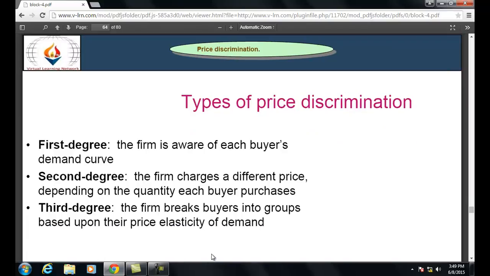Types of price discrimination: first degree, the firm is aware of each buyer's demand curve. Second, the firm charges a different price depending on the quantity each buyer purchases. Third, the firm breaks buyers into groups based upon their price elasticity of demand.